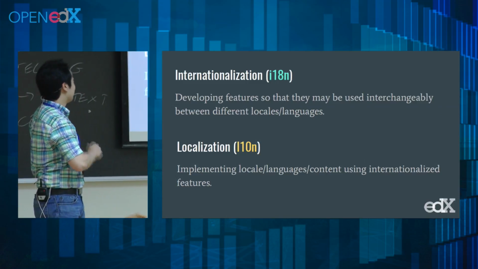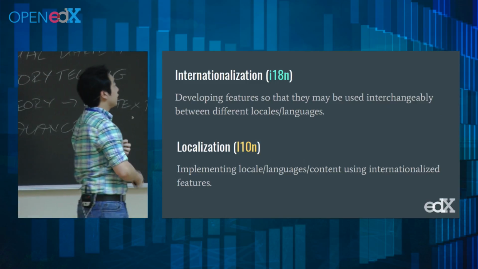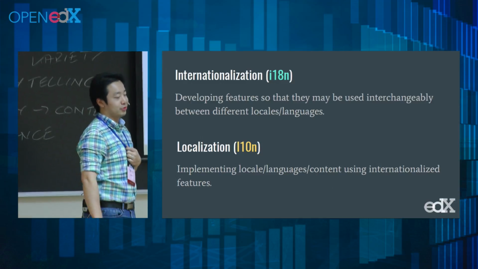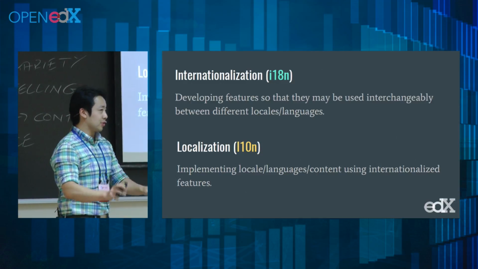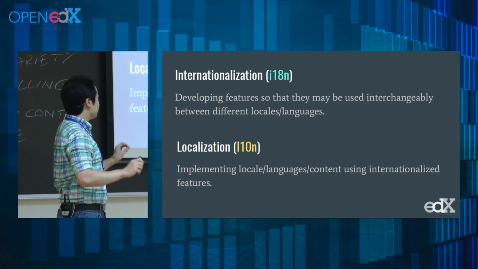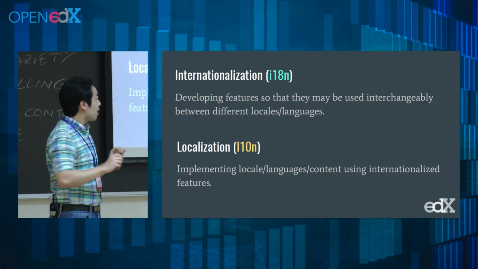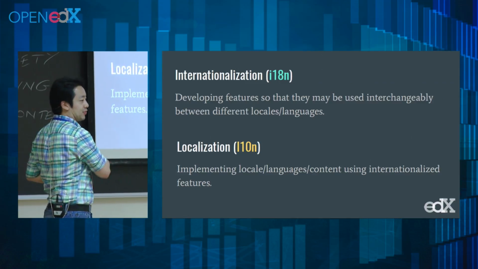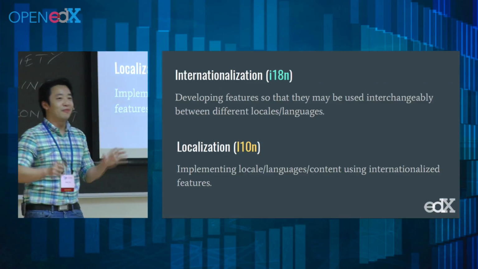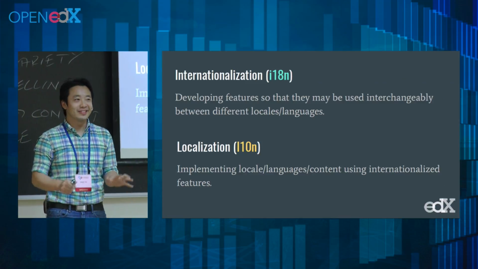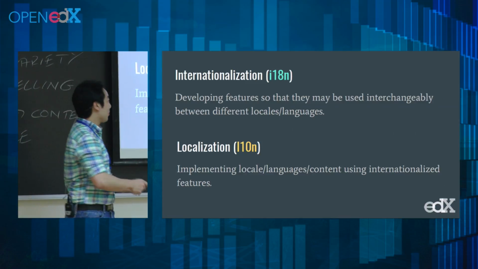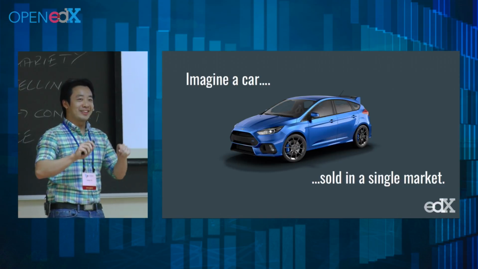So, all right, I'm going to give you a very abstract definition here. Internationalization is developing features so that they may be used interchangeably between different locales and languages. I'm going to burn through this pretty fast. Localization is implementing locale languages or content using the internationalized features. Now, that's a very abstract definition, so I'm going to give us an analogy.